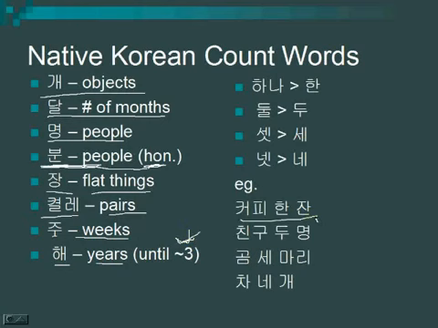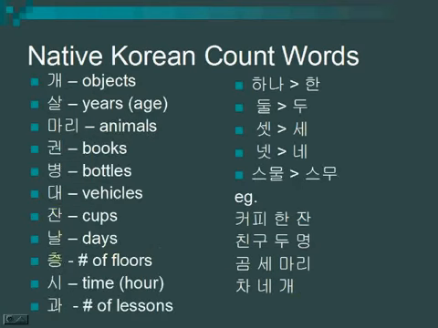So, 커피 한 잔, 1 cup of coffee. 친구 2명, 2 friends. 친구 is friends, 명 is the people counter. 곰 3마리, 3 bears. 차 4개, 4 things that are cars. You can also say 차 4대, because 대 counts vehicles. 차 4대. Right?